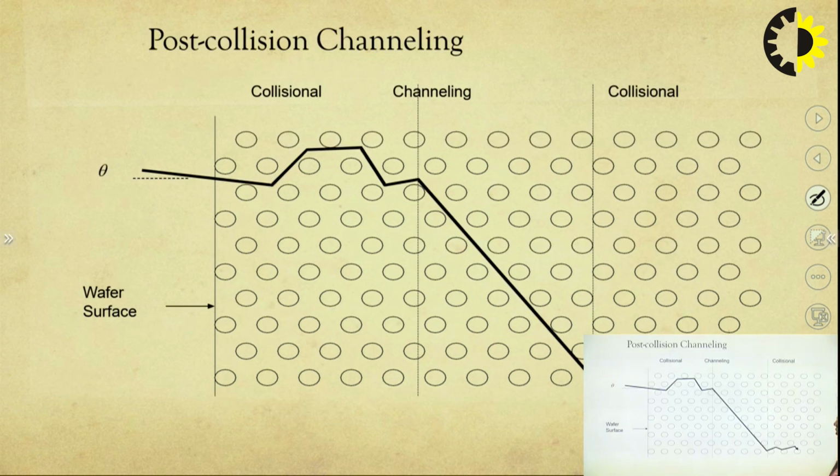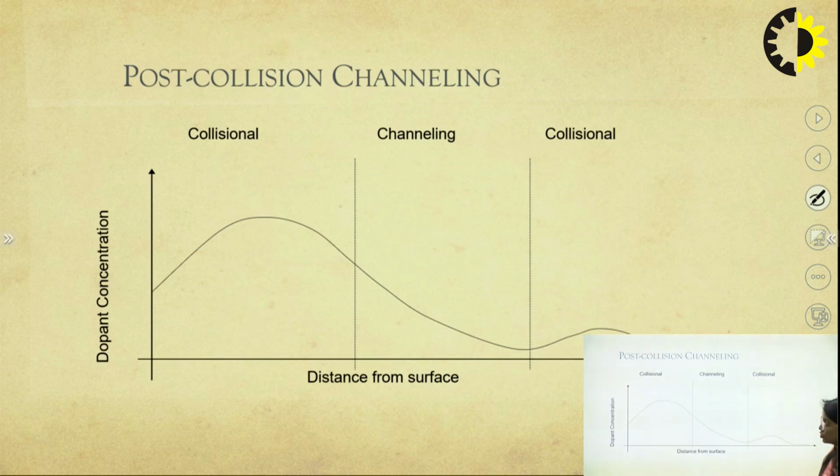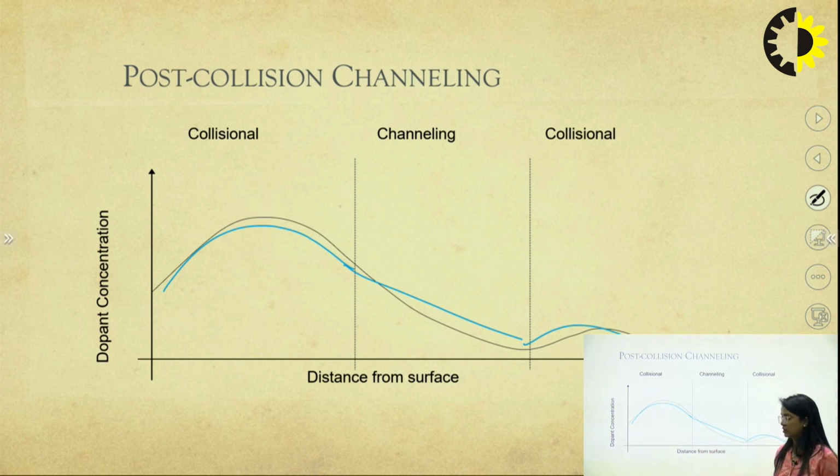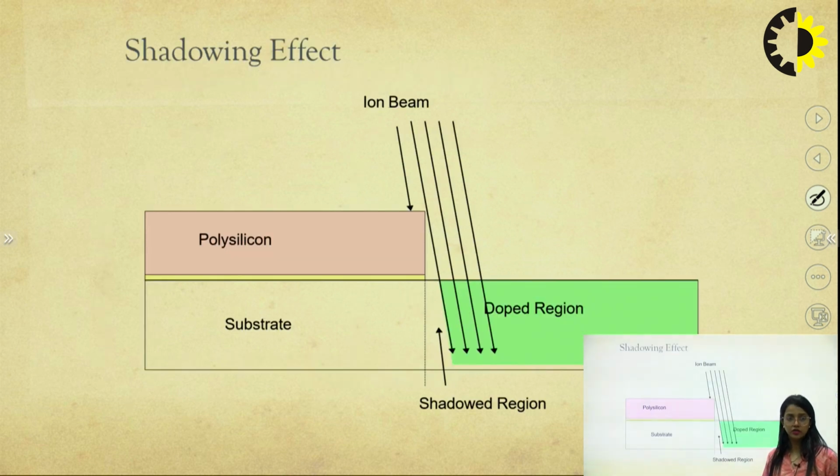Let us say at some point of the lattice we are having collision, then we are having channeling. At this point we have somehow achieved channeling, and then again some collision is there. So, we can see this when we talk about dopant concentration and the distance covered. Here you have covered less distance, here you have covered more distance, then here also. As far as the distance is spanning, the dopant concentration, due to collision, is not helping in any way.